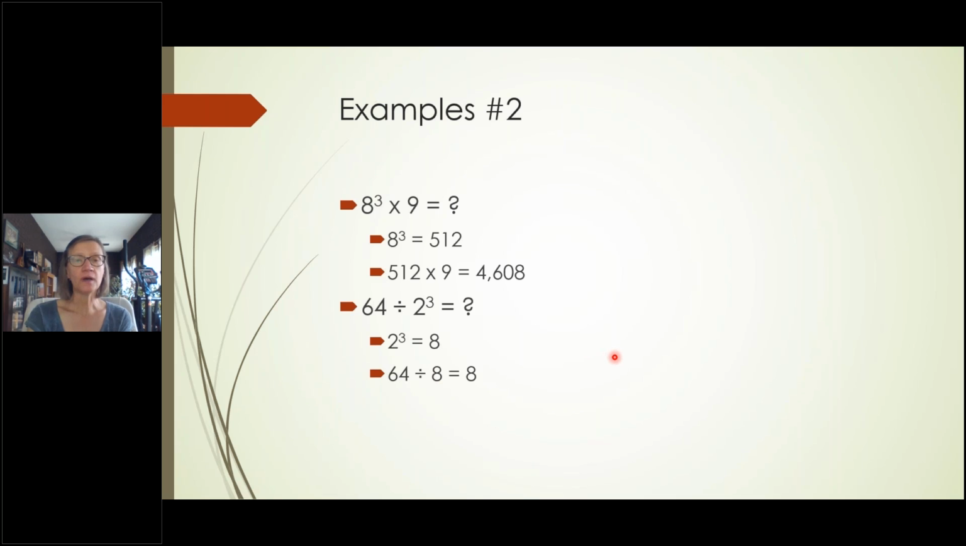A couple more using multiplication and division. It's exactly the same in this case. 8 to the third power times 9. Evaluate 8 to the third is 512, and you get 512 times 9. It's 4,608. 64 divided by 2 to the third. 2 to the third equals 8, so it's 64 divided by 8, which equals 8.